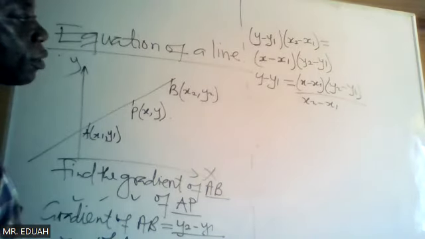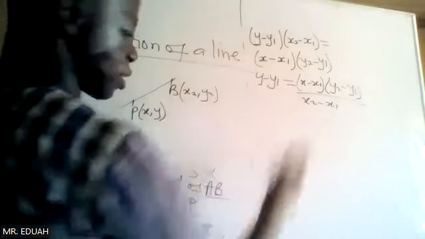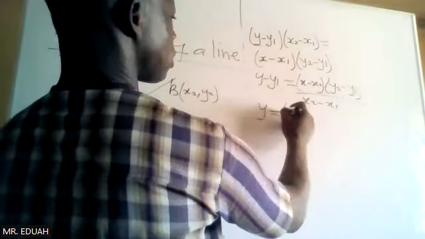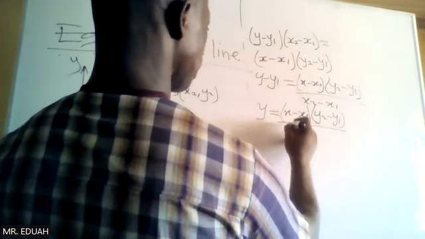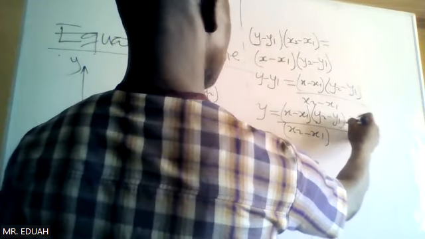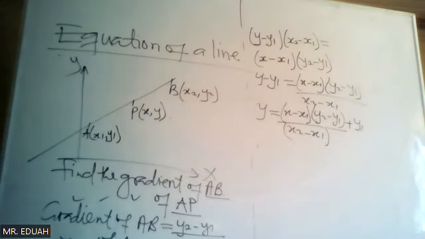You get that? So if you are making y the subject, it means we shall take this y1 to the other side. So y would be equal to x minus x1 multiplied by y2 minus y1 all over x2 minus x1, and then plus y1. This will be when we make y the subject. Is it okay?